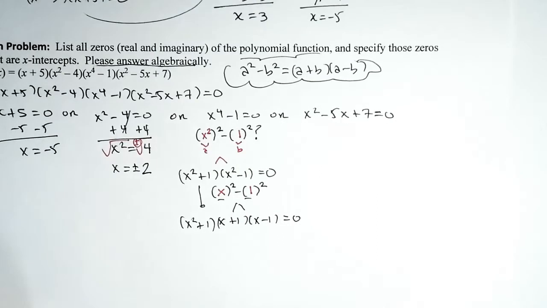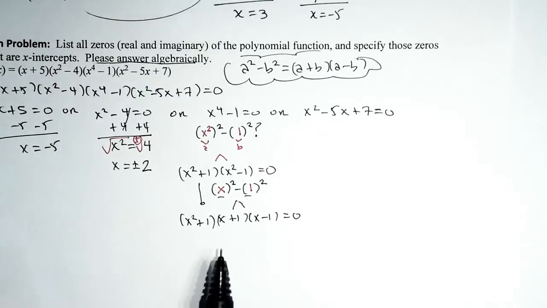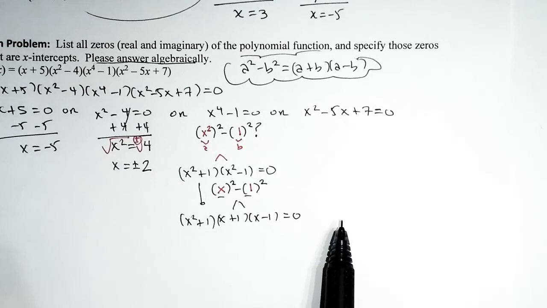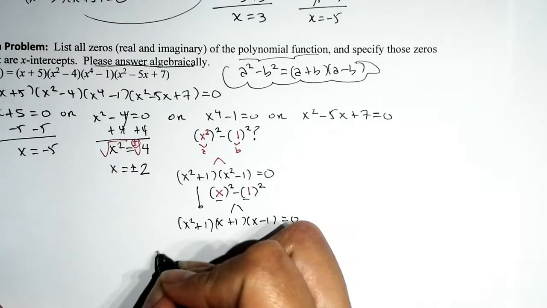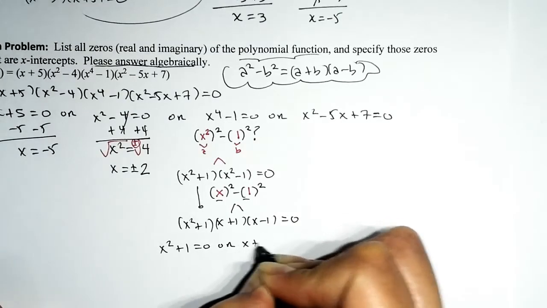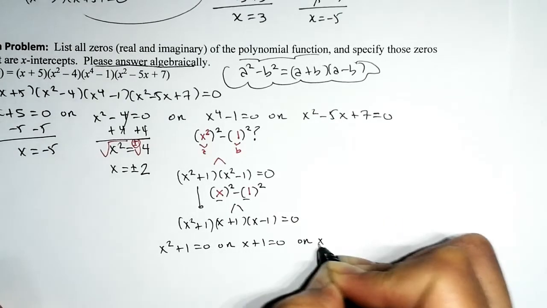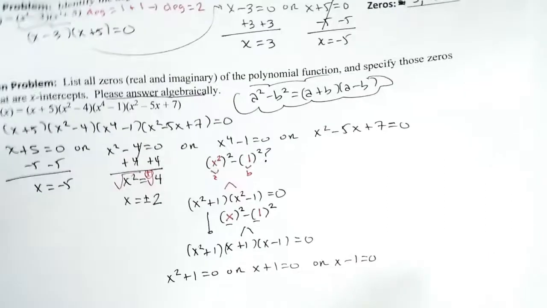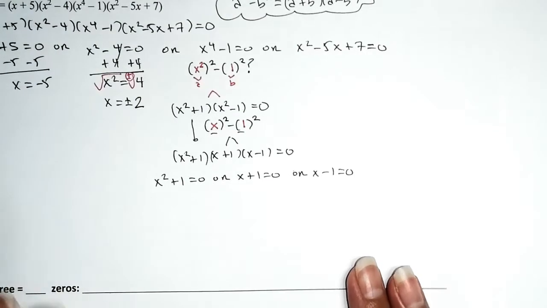All right, so we factor this. Let's go ahead and apply the zero factor property. If a product equals 0, then one of these factors has to equal 0. Either the first, second, or third factor equals 0. So if the first factor equals 0, let's solve it by using the square root method.